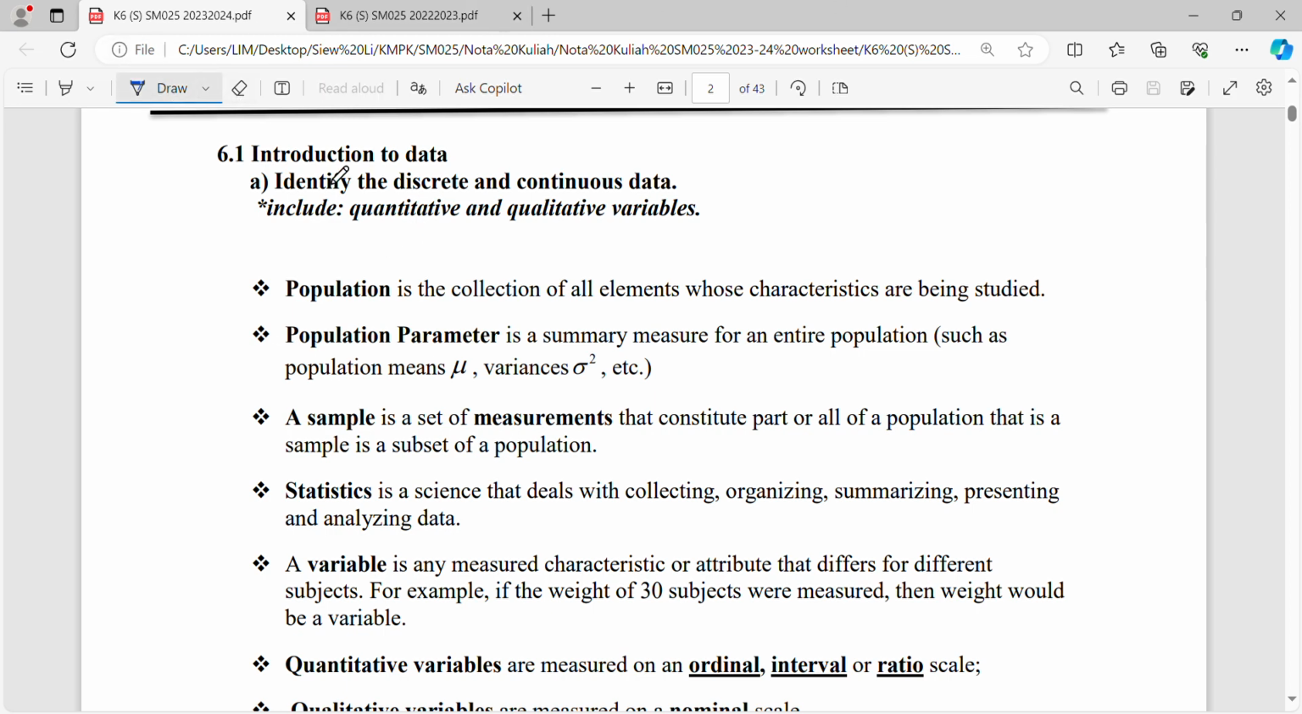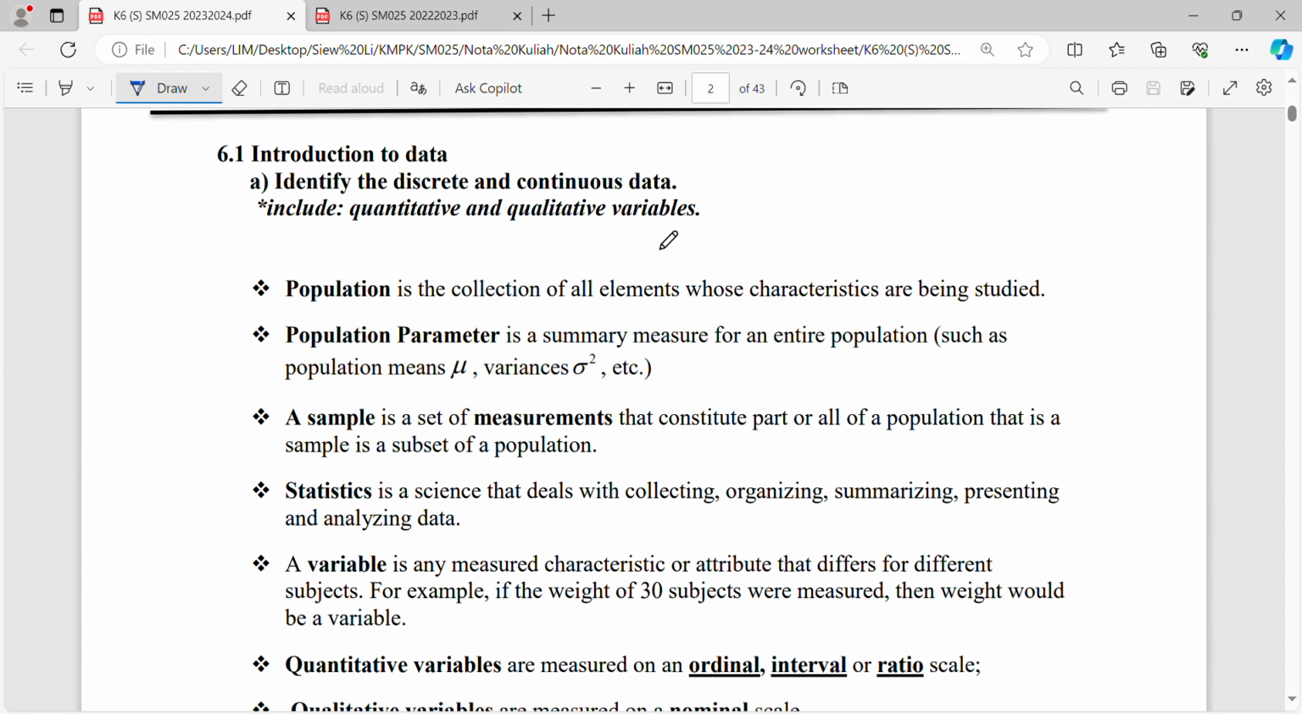So firstly, we are introducing you to data, meaning your collected data. When you're doing research, you have a lot of data. Your data will be classified into discrete and continuous data, inclusive of quantitative and qualitative variables, depending on what kind of variables you are analyzing.